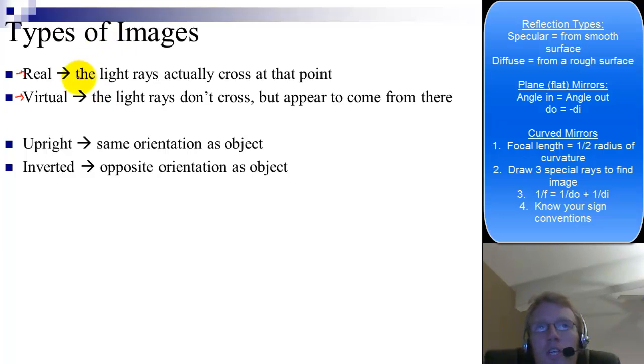A virtual image is when you have to trace the lines back to see where they look like they came from. There's not actually any light coming from that position, but it appears that there's something there, so it's a virtual image. If you put an index card there, it would not have anything showing up on it, because it's like behind a mirror. Then your image can either be upright or inverted. That's self-explanatory: upside down, right side up.